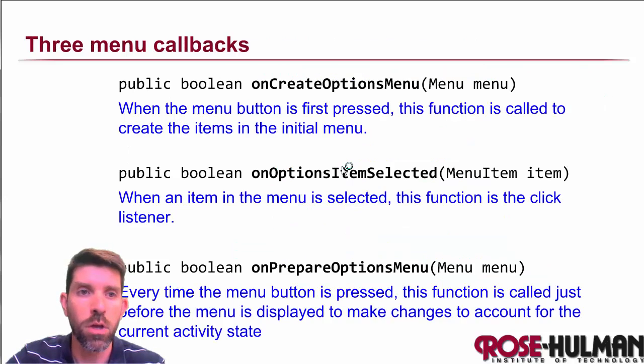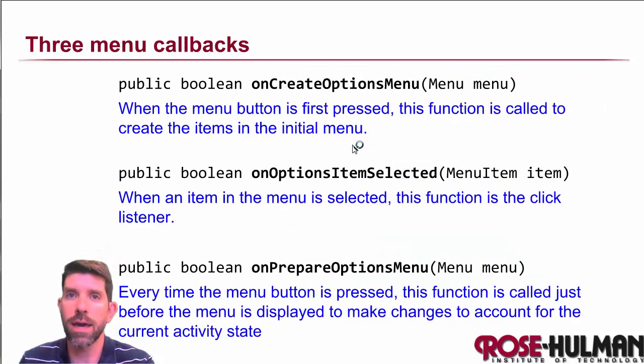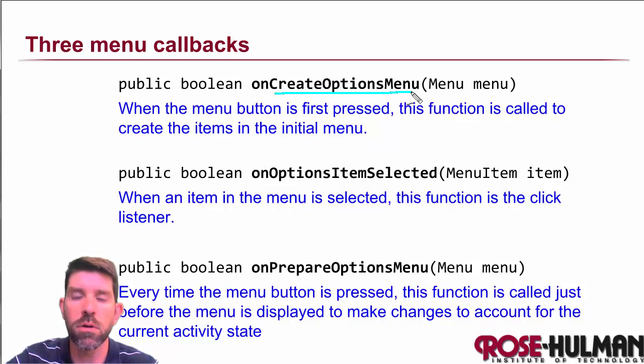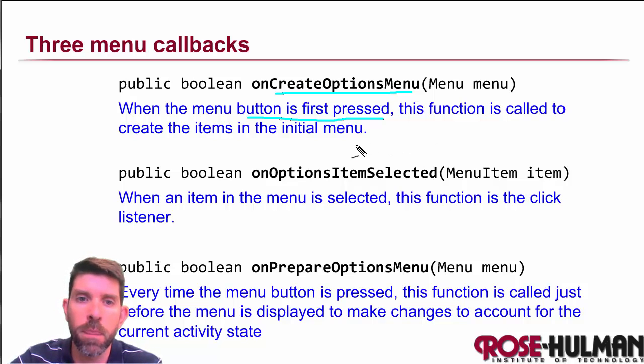All right, so what are we going to look at in code? It turns out that there's a few different callbacks that have to do with menus. The first one here is onCreateOptionsMenu, and this is going to be called when our menu button is first pressed. It's going to basically inflate or create all the items in the menu so that we can play around with them in code.